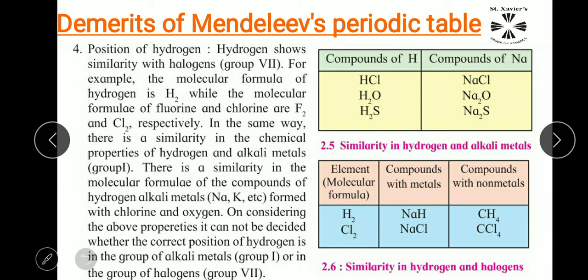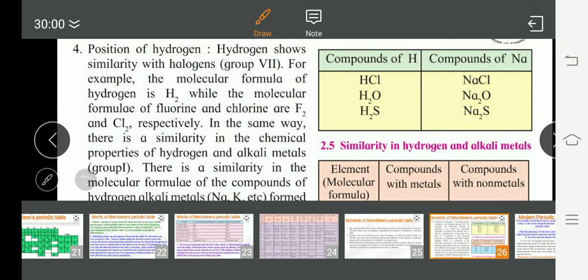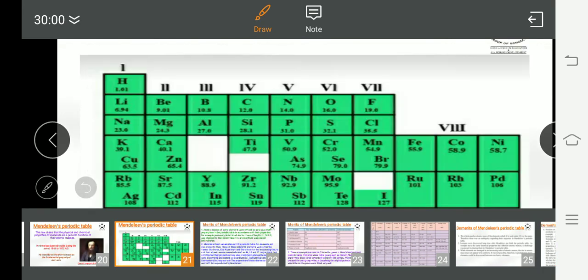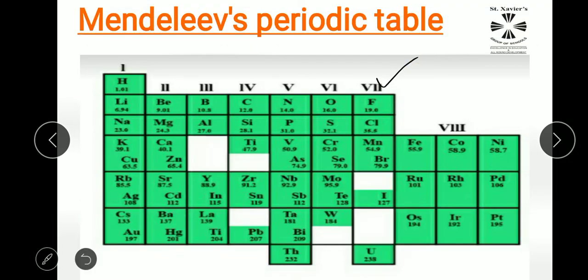It is related to the position of hydrogen also. Here, when you see the position of hydrogen, it shows similarity with the halogens, students. When we are talking about halogens, what is a halogen? The seventh group, group 7, is called the halogens, students. I'll show you the table. When you see the table, the seventh group is called the halogens.